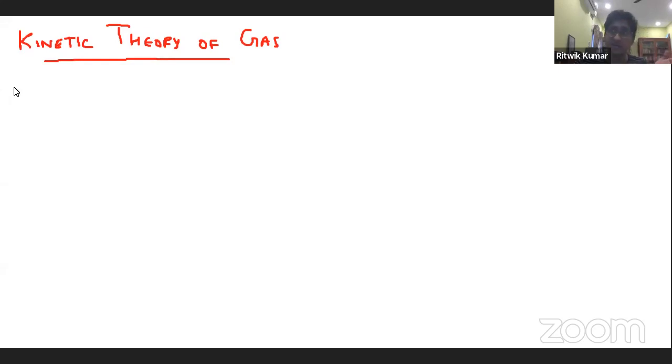Some of the assumptions that are inherent in this theory. You need to understand these assumptions and postulates to further understand what the merits of this theory are and what the demerits are. Right? Where does it fail? Where does it succeed? So the first assumption that they took was that the molecules are treated as point particles.